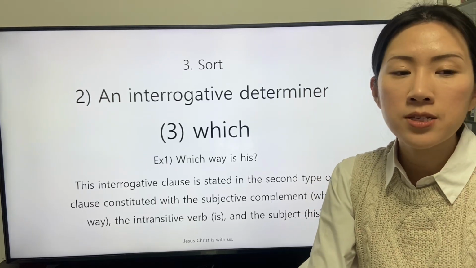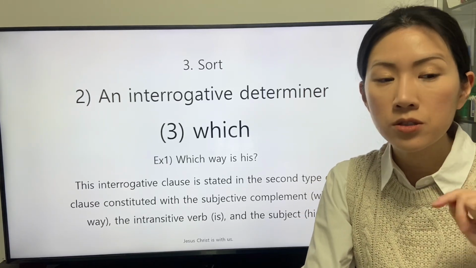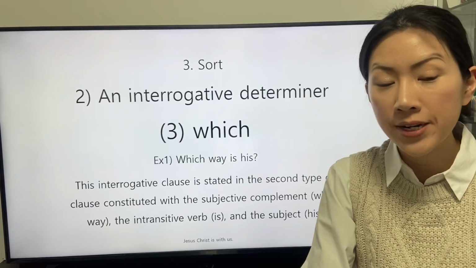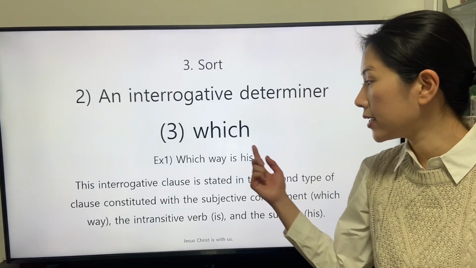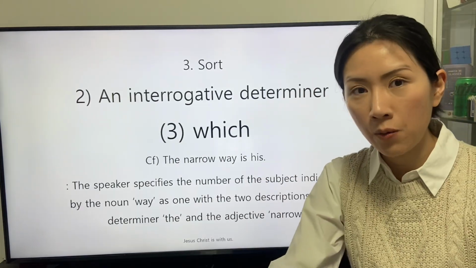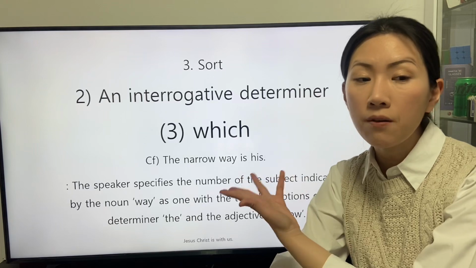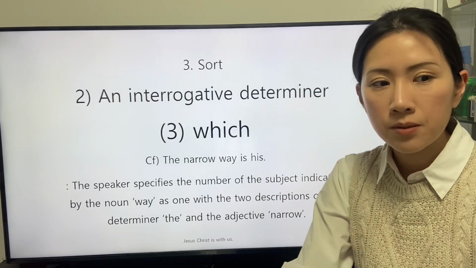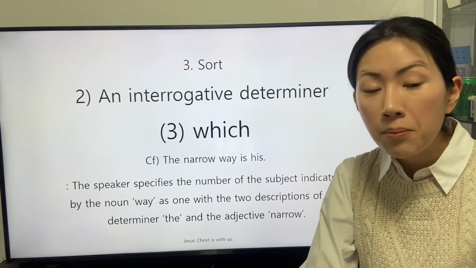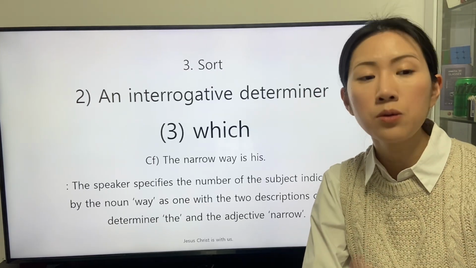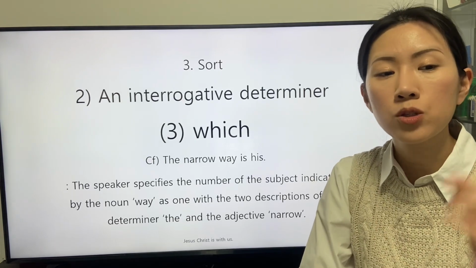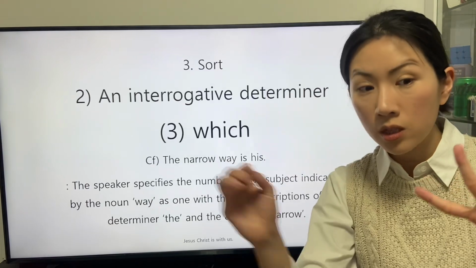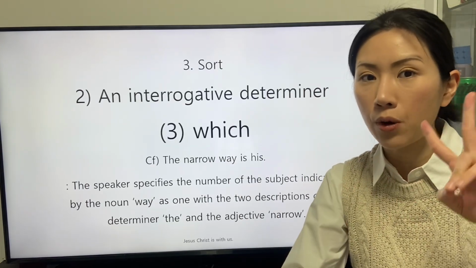This interrogative clause is stated in the second type of clause constituted with the subjective complement which way, the intransitive verb is, and the subject his. One of the responses is stated in the conference. The narrow way is his. The speaker specifies the number of the subject indicated by the noun way as one, with the two descriptions of the determiner the, that is the definite article, and the adjective narrow.